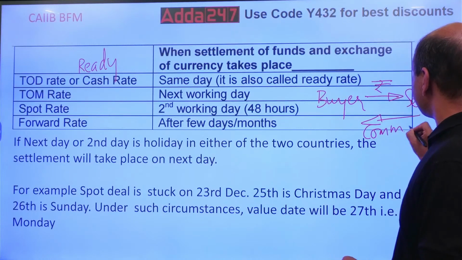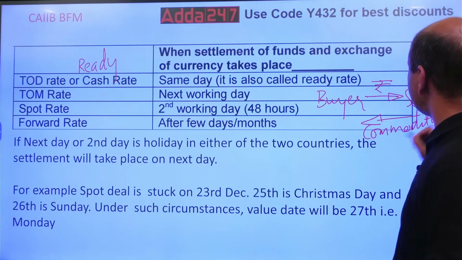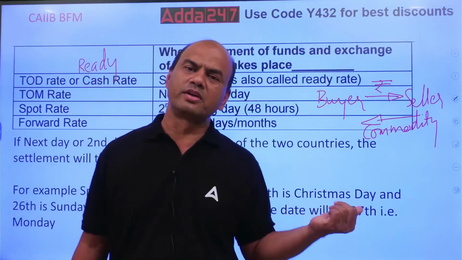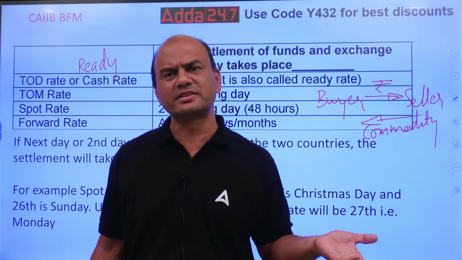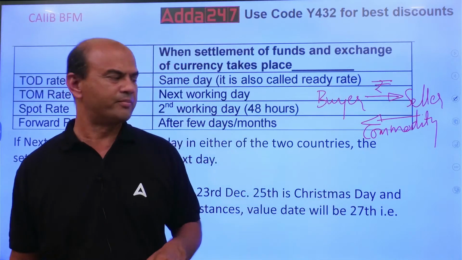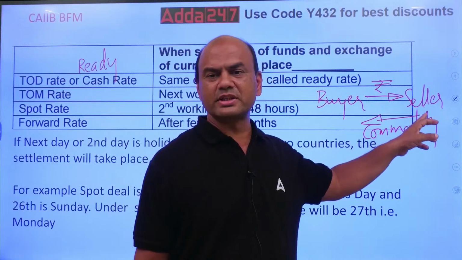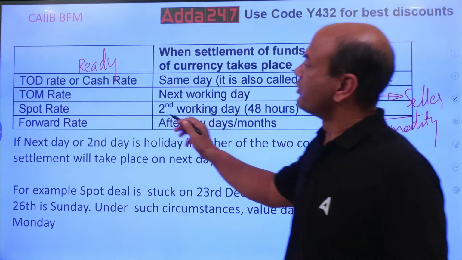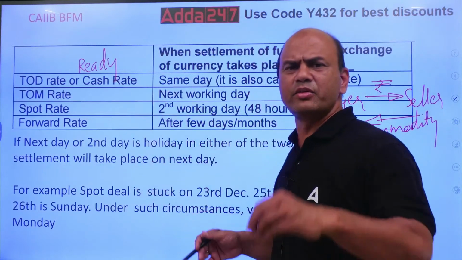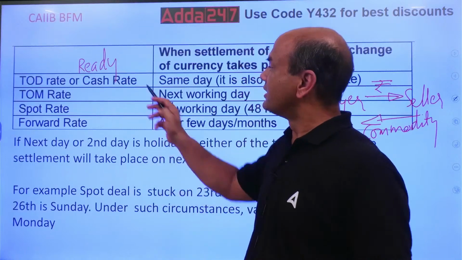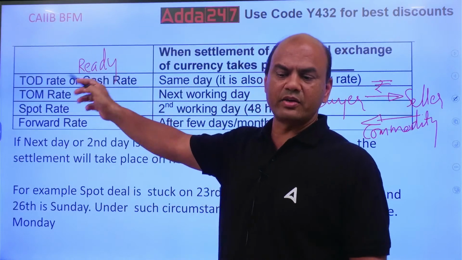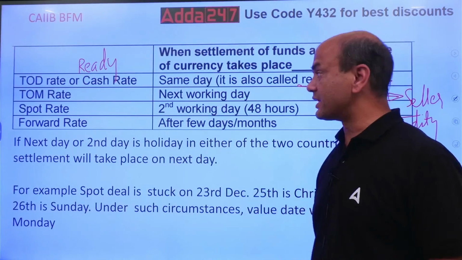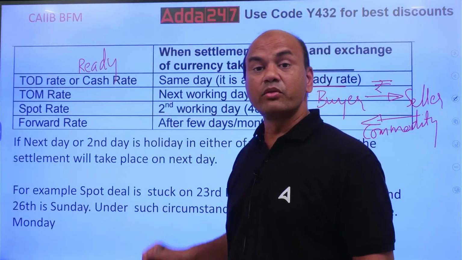Now if you replace vegetables with dollar, or gold, or stocks, shares, anything, it is one and the same. After all, it's a commodity. So the buyer will give rupees to the seller and the seller will give that commodity. When the settlement is immediate, I'll give you money and you give me that commodity immediately, then it's called cash ready or TOD. Same day, it is also called ready. Second, Tom. Next working day.